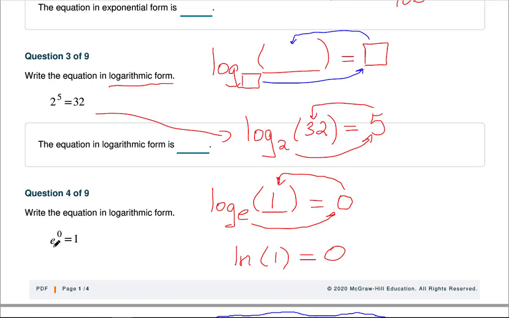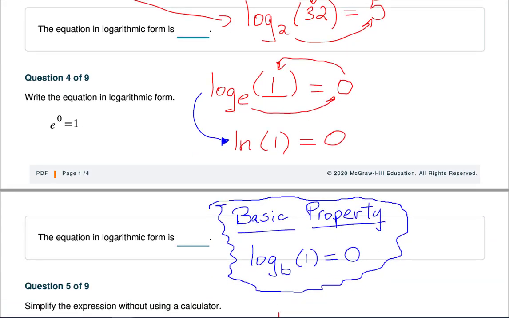What about e to the 0 equals 1? Alright, so log b. Well, the base is e. e raised to the 0 is 1. But if I shorten it, remember log e is really natural log, or ln. And so ln of 1 is 0.